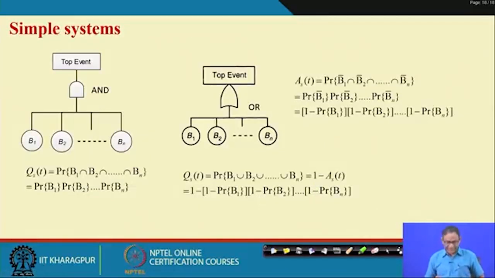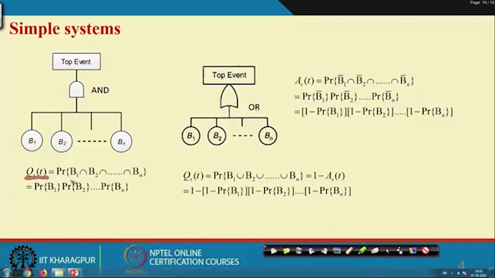Simple system. A simple system means the system can be represented using AND or OR gates, or maybe AND-OR combinations. If the top event is linked with the bottom basic events by an AND gate, you all know the probability of the top event occurrence. If the top event occurs at time t, then the system is unavailable. As a result, we can write Q_S(t), which is the joint probability, the intersection of all the basic event probabilities. This is basically a multiplication, assuming that the basic events are independent. And in the OR gate case, what will happen?